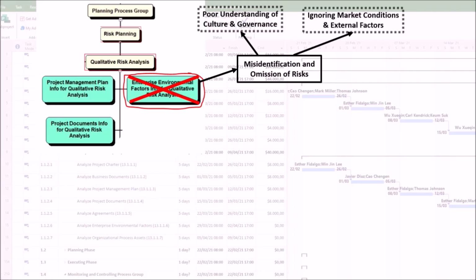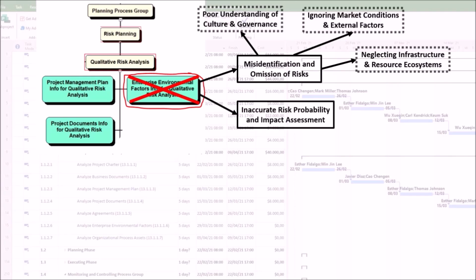Ignoring market conditions and external factors. Without analyzing enterprise environmental factors like industry standards, competitor actions, or regulatory trends, the team misses critical external threats, for example, new compliance laws or opportunities. Neglecting infrastructure and resource ecosystems. A poor analysis of existing systems, physical infrastructure, and supply chain maturity can lead to missing risks related to system incompatibility, logistical bottlenecks, or supplier instability.